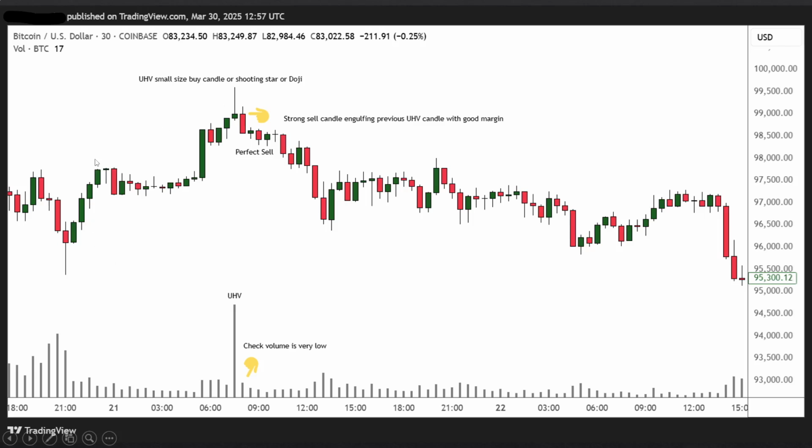Again, this is a 30-minute chart of Bitcoin. Market was going up, suddenly a pin bar type, shooting star type, small bullish candle with a massive ultra high volume. Then the next bar closes below, engulfing the previous pin bar candle.